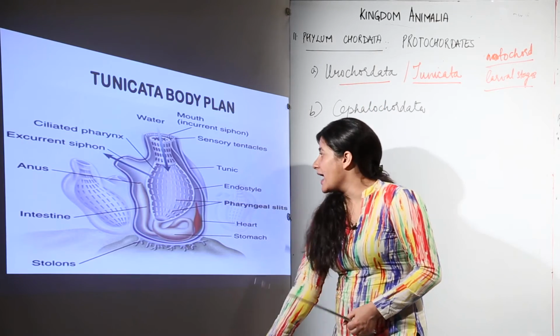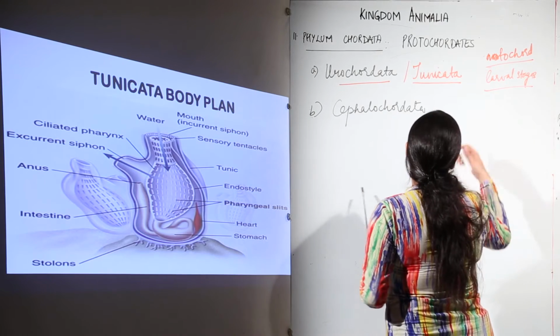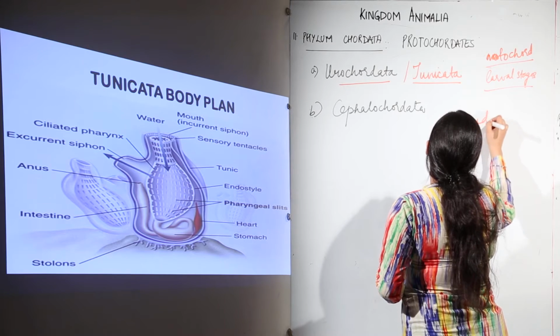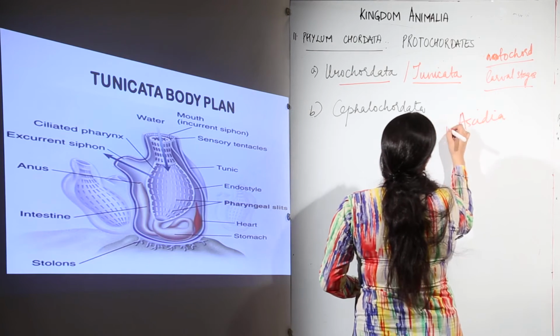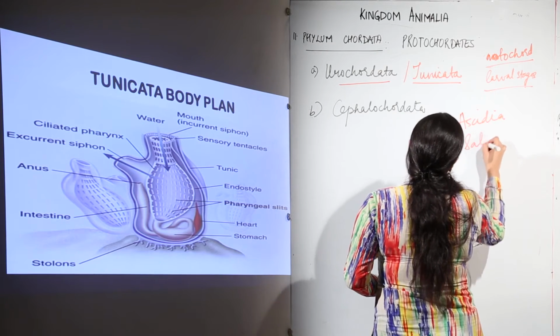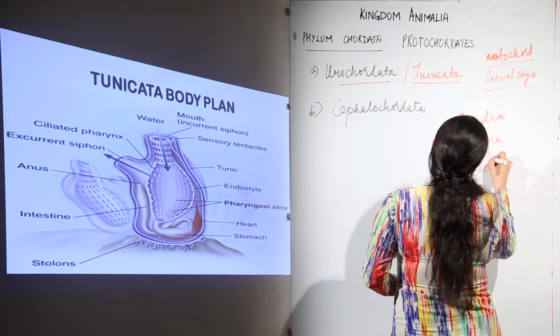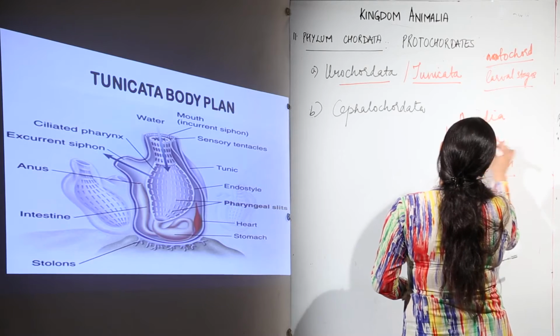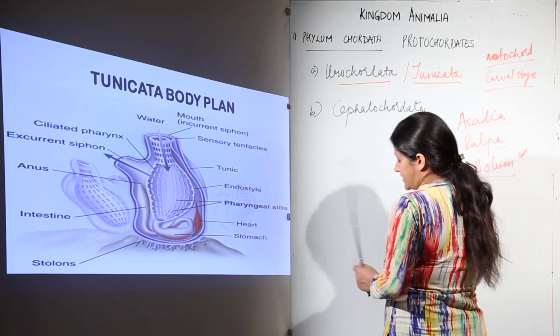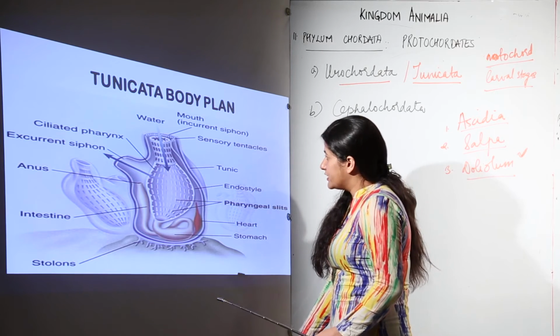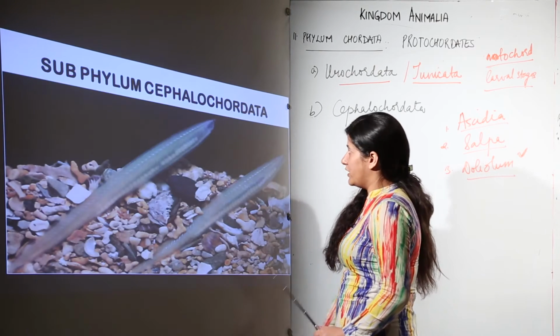The example for these urochordates is Ascidia, that is one of the urochordates. Then the second one is Salpa, and the third one is Doliolum. Now the picture that you saw was of Doliolum, and Doliolum happens to be the best example for the study of tunicates. Moving further, we have Cephalochordates.